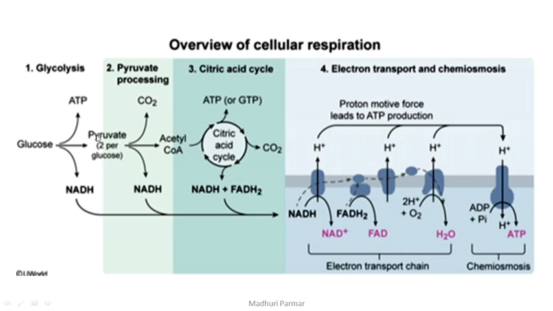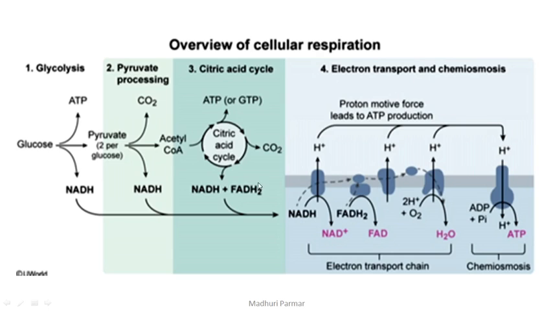This pyruvate enters the mitochondria and undergoes the link reaction, and in this link reaction, pyruvate is converted into acetyl CoA. During this reaction, one molecule of carbon dioxide and one molecule of NADH are released. Moving ahead, this acetyl CoA enters the Krebs cycle or TCA cycle. In this citric acid cycle, more and more NADH as well as FADH2 are generated.